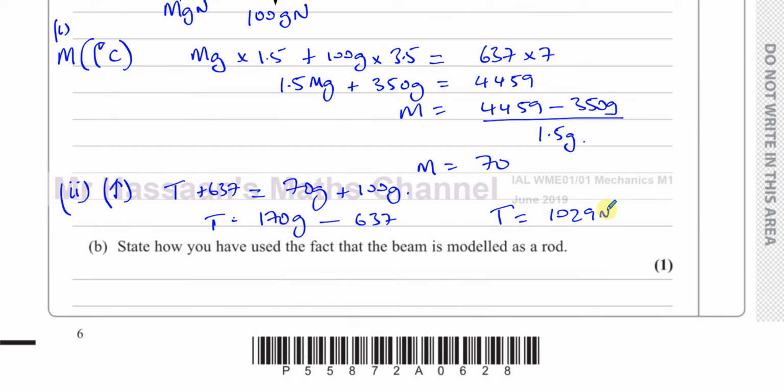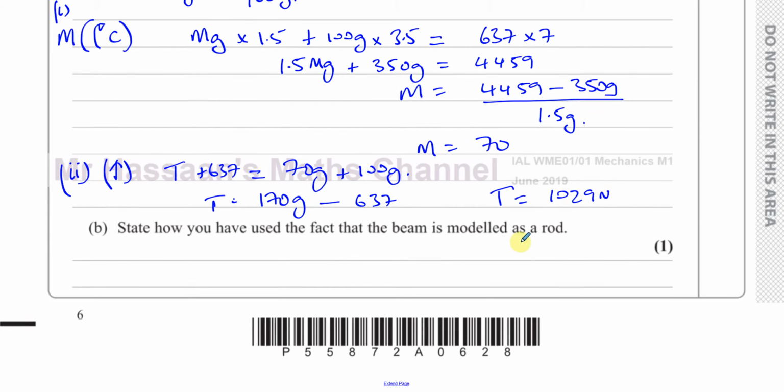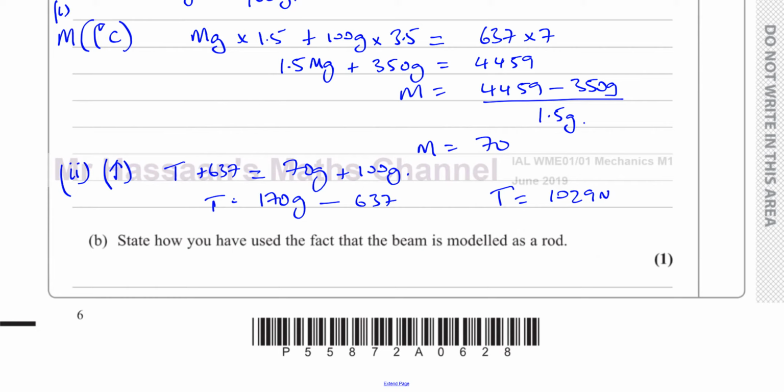Now, 1,029 newtons. Because we used g, we can write our answer to 3SF or 2SF. So you should either give it to 3SF or 2SF. If it's 2SF, then we'll stop there, so it'll be 1,000 newtons. If it's 3SF, it'll be 1,030 newtons.